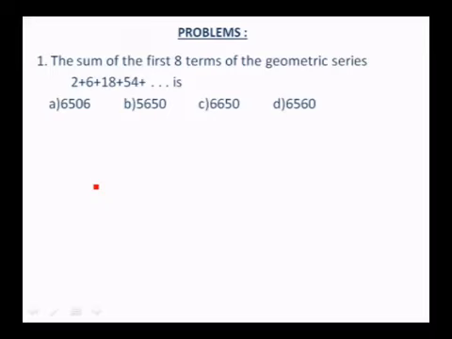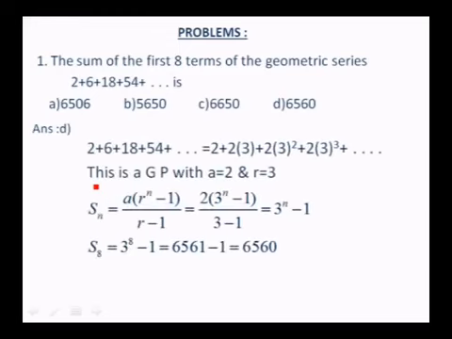The sum of the first 8 terms of the GP, 2 plus 6 plus 18 plus 54 is A 6506, B 5650, C 6650, D 6560. So, we can use the formula to find out the sum to 8 terms. 2 plus 6 plus 18 plus 54 is 2 plus 2 into 3, 2 into 3 square, 2 into 3 cube, etc. This is a GP with A equals 2 and R equals 3. So, GP n term formula, Sn is equal to A into R to the power of n minus 1 over R minus 1.